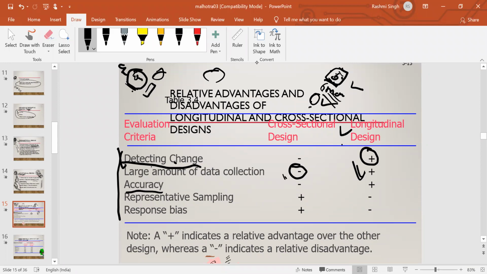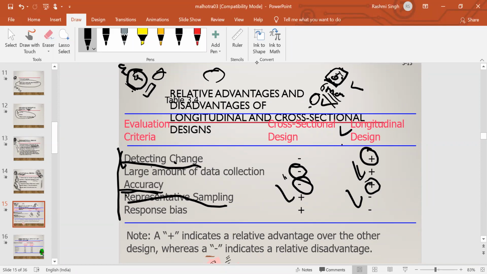Third is accuracy. In terms of accuracy, longitudinal research design is more accurate as compared to cross-sectional research design. Fourth is representative sampling. In case of representative sampling, cross-sectional research design has an advantage over the longitudinal.